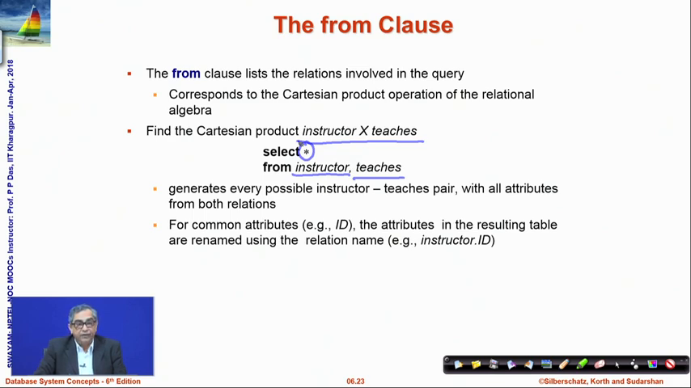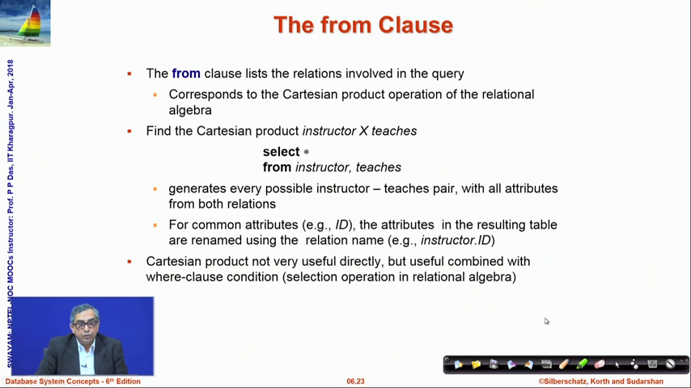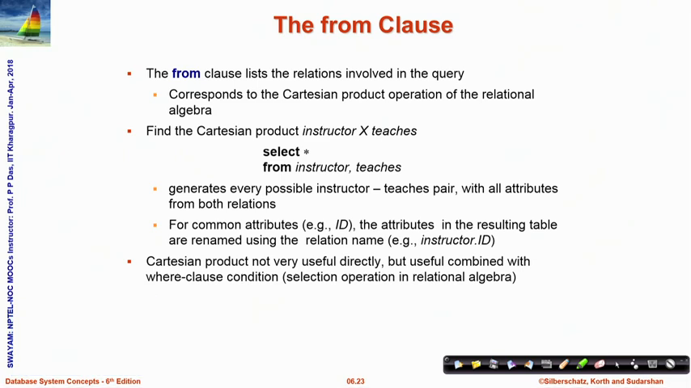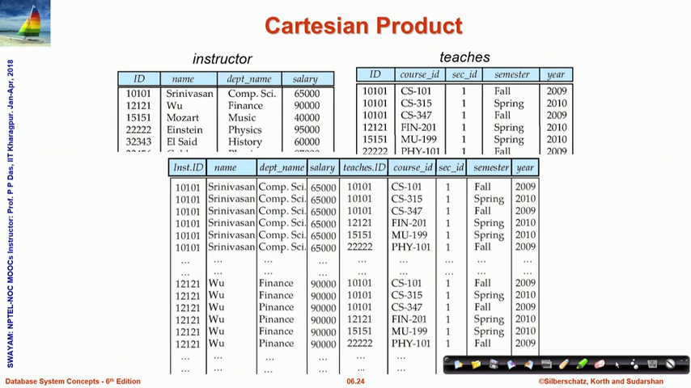And since some fields may have identical names like ID, there is an ID in instructor and there is an ID in teaches, they will be qualified by the name of the relation. From can have one relation, two relations, any number of relations as you require. So, this will cause the Cartesian product to be computed, which may not be very useful as an independent feature, but we will see in the next module how it can give very important computations in terms of computing joins and so on.